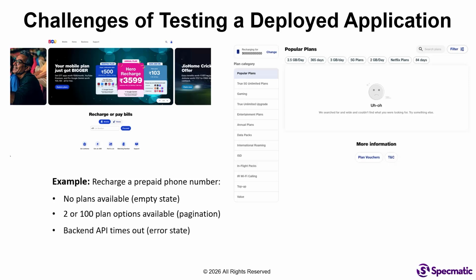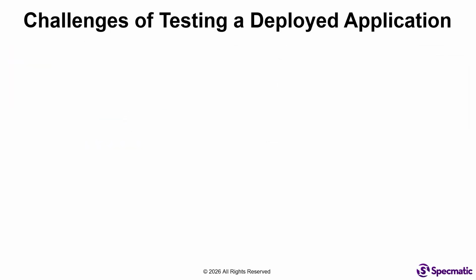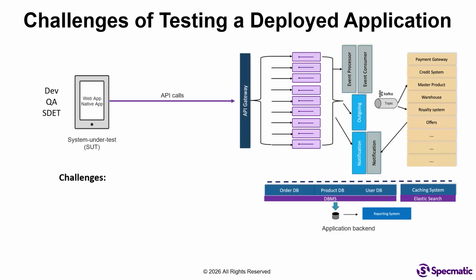I also want to test error states of my application. For example, when some backend API times out, or there is a certain component of my application backend which is getting redeployed, and I want to test how my front end is going to behave in such cases. This is to simulate a temporary outage in my application. So these are real challenges when it comes to testing in a deployed application.